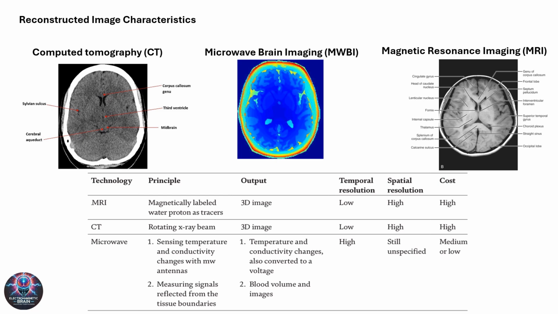Unlike CT, which uses X-rays, both MRI and MWBI avoid radiation exposure, as they rely on electromagnetic fields. This makes MRI and MWBI safer for repeated use, especially for vulnerable populations such as children or pregnant patients. Portability is where MWBI stands out.